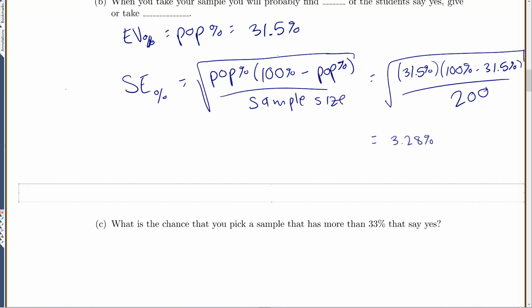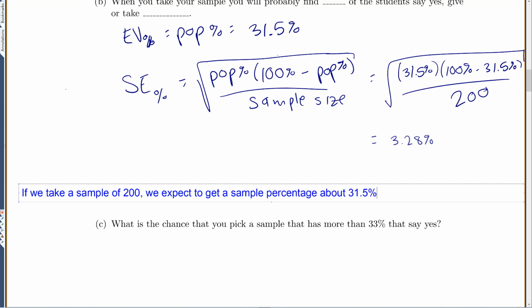So what this tells us is if we take a sample of 200, we expect to get a sample average. Sorry, we're talking about percentages. A sample percentage of about 31.5%. Give or take 3.28% or so. Because we know we never get exactly what we expect. There's just always that chance error. So we might get a little bit more and we might get a little bit less. But it'll probably be about 31.5%, give or take 3.28%.